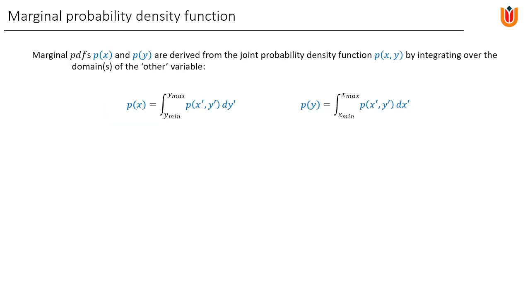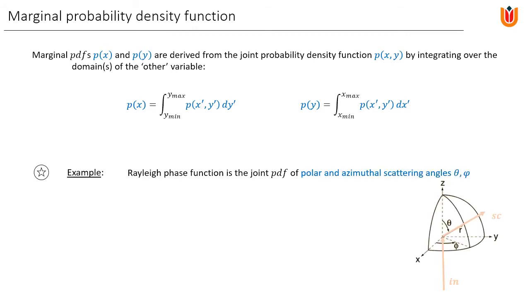From this joint probability density function, we can calculate the so-called marginal PDFs, p of x and p of y, which are derived by integrating over the domains of the other variables. So the marginal probability density function p of x is found by integrating over the y domain, and the marginal PDF p of y is found by integrating over the x domain.